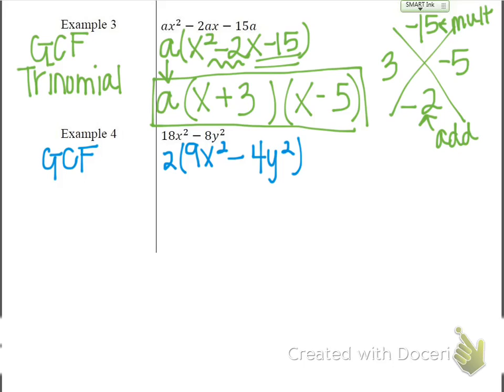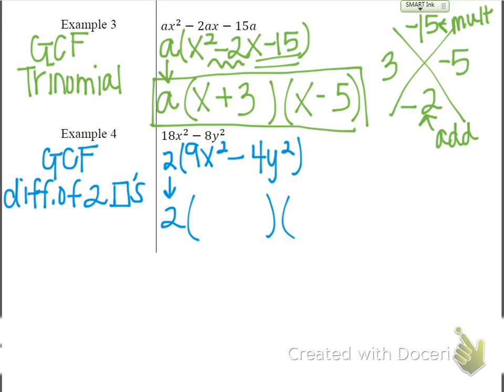Can I continue factoring? Yeah, what method do you see now? Difference of 2 squares. Good. So this is a diff of 2 squares. So bring the 2 down and set up your difference of 2 squares. One is plus, one is minus. What I want you guys to try right now is fill in the blanks. Okay, guys, what is the square root of 9x squared? 3x. So you're going to put 3x in the first blank.